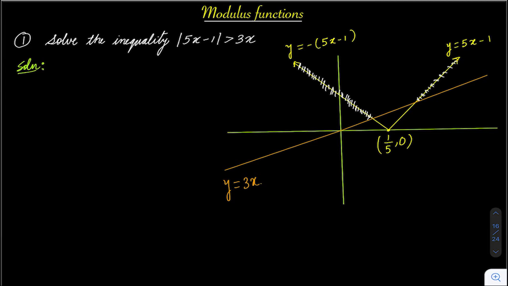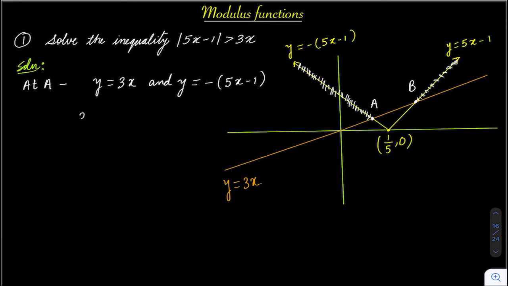Now the question is, how do you find these points? Let's call this point A and this point of intersection B. So let's find point A and point B. Point A is the point of intersection of y equals 3x and y equals minus of 5x minus 1, as we can see in the diagram.